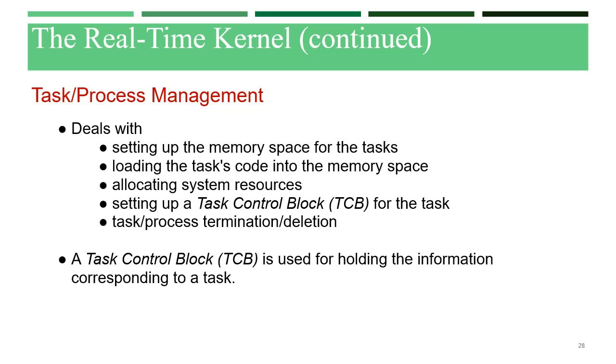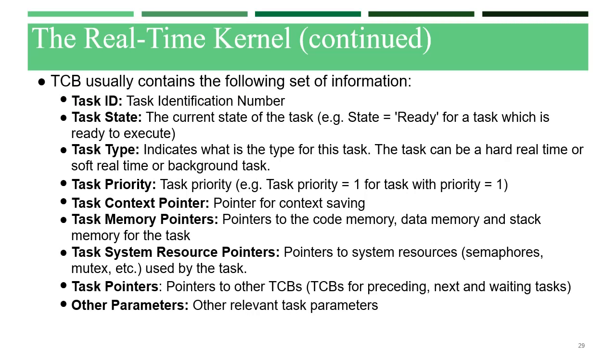and task or process termination. A task control block is used for holding the information corresponding to a task. A task control block usually contains the following set of information: task ID, that means task identification number; task state, the current state of the task, for example ready; task type, which indicates the type of this task. The task can be hard real time, soft real time, or any background task.